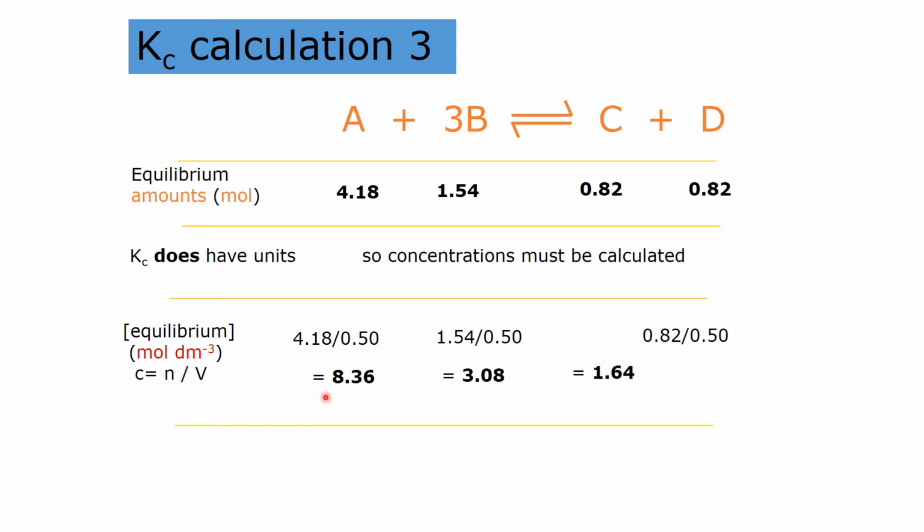So for A, that's going to be 8.36 moles per decimetre cubed. For B, that's going to be 3.08 moles per decimetre cubed. And for C and D, both will be 1.64. So C will be 1.64 and D will be 1.64 moles per decimetre cubed, dividing 0.82 by 0.5, which is also, as I said, 1.64.